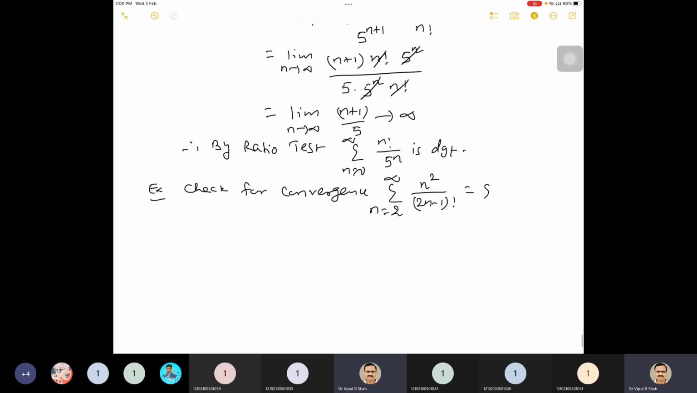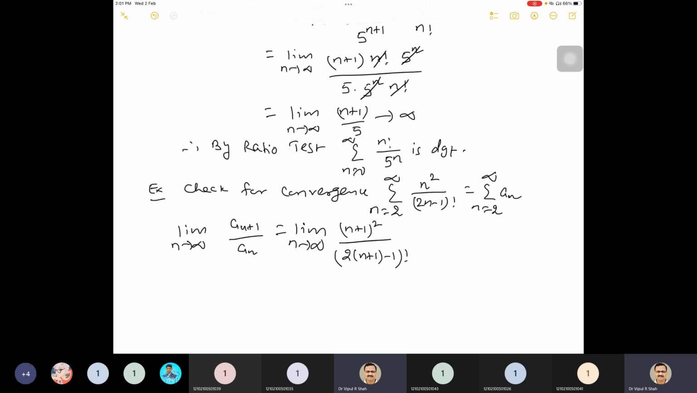So let us see this one, a_n. So let us find limit n tends to infinity a_(n+1) upon a_n. So limit n tends to infinity. Now a_(n+1), so this is (n+1) square upon (2(n+1) minus 1) factorial. This is a_(n+1) upon a_n. So this is n square upon (2n minus 1) factorial. Understood? Yes, sir.